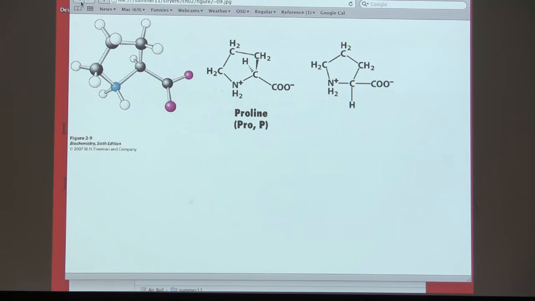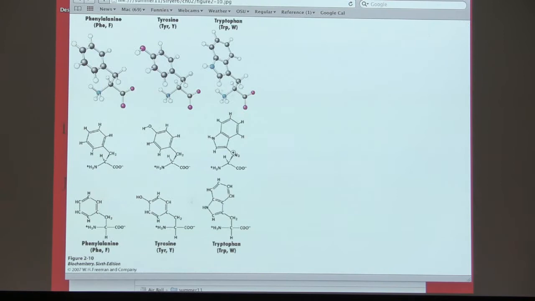Okay. Now, the next group, the aromatics. Not surprisingly, they have a benzene ring in them. We have phenylalanine, we have tyrosine, and we have tryptophan. Tryptophan is notable because it has a great, big, bulky ring. It has two rings, in fact. But even phenylalanine has a fairly large R group, and tyrosine has a fairly large R group.